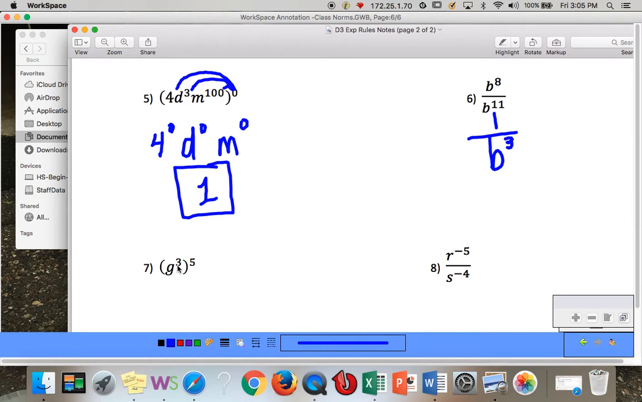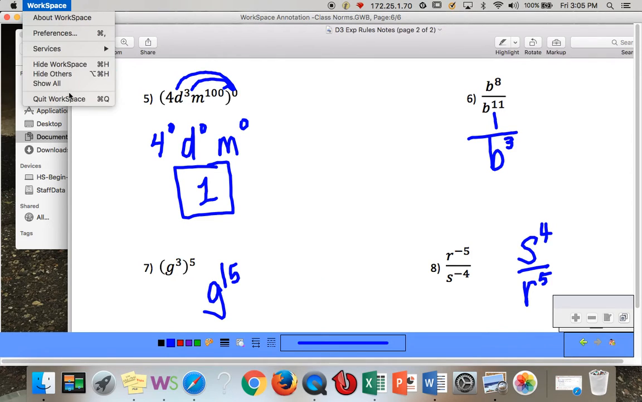The next one, we have g to the 3rd power raised to the 5th power. So we multiply the exponents, g to the 15th. For the negative exponents, you can flip them to the opposite spot and make them positive. So this is s to the 4th over r to the 5th.